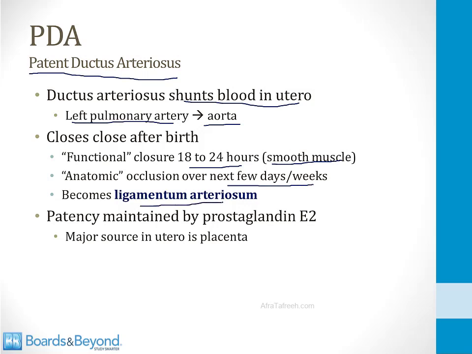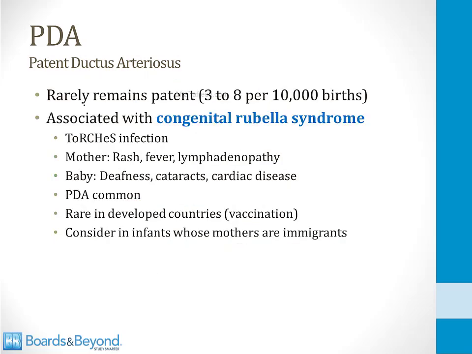And the patency of the ductus arteriosus is maintained in utero by high levels of prostaglandin E2. The major source is the placenta. So after birth, when the placenta is lost, prostaglandin levels fall, and that contributes to closure of the ductus arteriosus. Rarely, the ductus arteriosus can remain patent after birth. This occurs in about 3 to 8 children per 10,000 births.